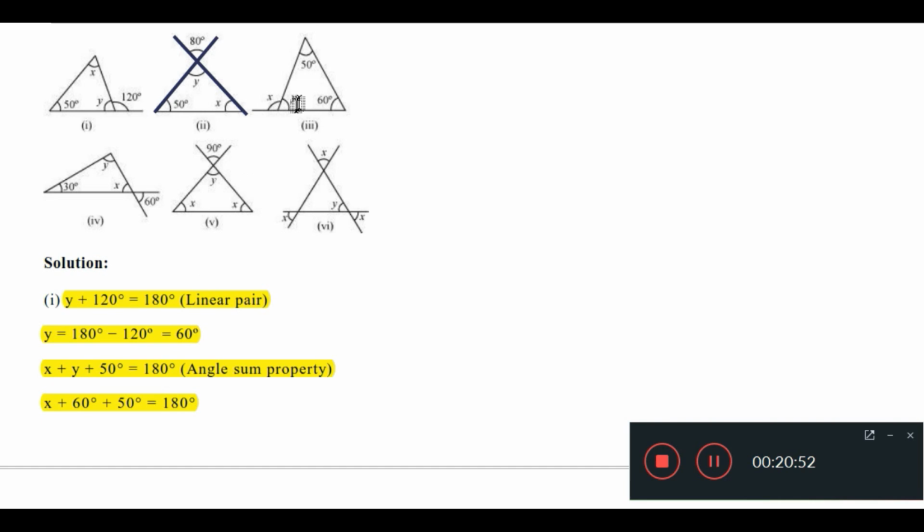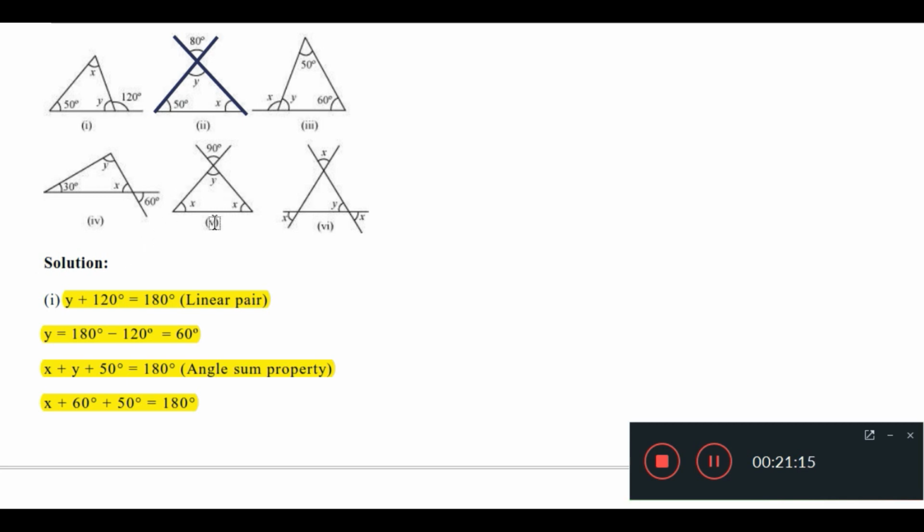Now see the next figure. Here we can do like second. Here we have vertically opposite angle because of this cross line. Okay. So this is 60 degree. Then we can solve by angle sum property of triangle. So you can solve this question by yourself.